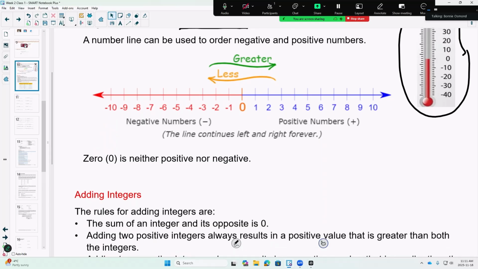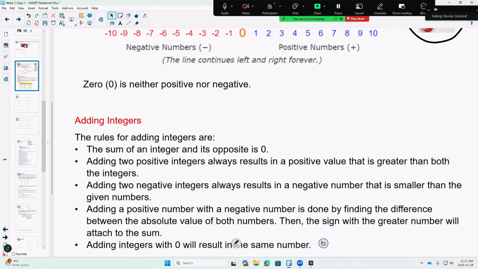A number line can be used to order negative and positive numbers. So if you're struggling with negative and positive numbers, get a number line or make yourself a number line, look them up on the internet, and that will help you with understanding negative and positive numbers. It might also help you with adding and subtracting negative and positive numbers.